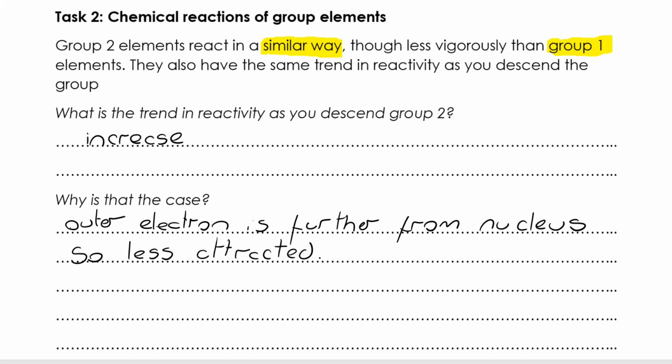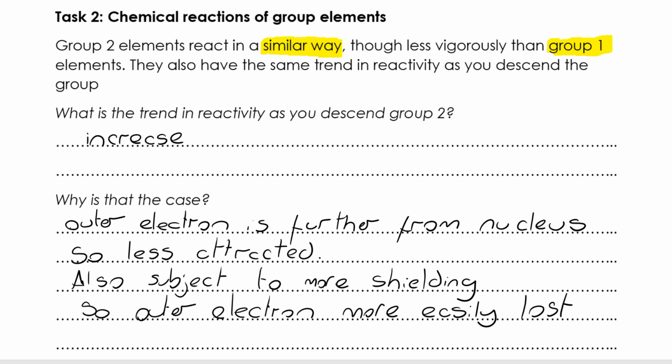Why? I did say deja vu earlier, we're into proper Groundhog Day territory. The outer electron is further from the nucleus, so it's less attracted. Remember, when these react, they're losing outer electrons. And they're also subject to more shielding. And so the outer electron is more easily lost.